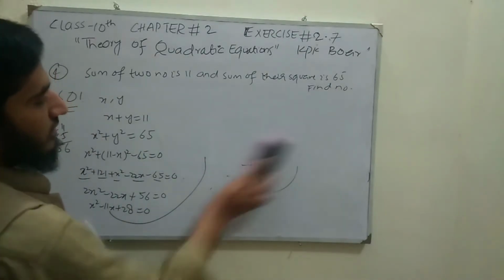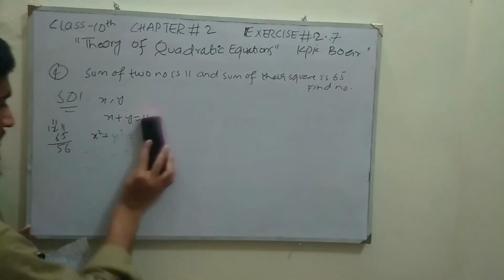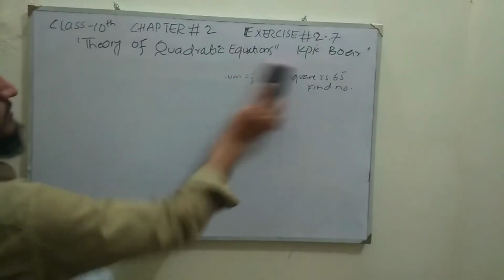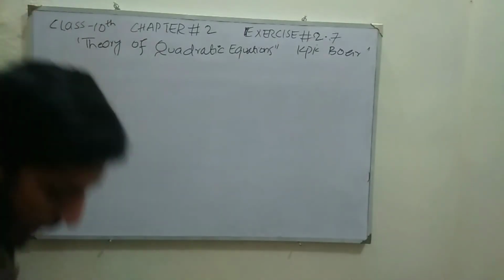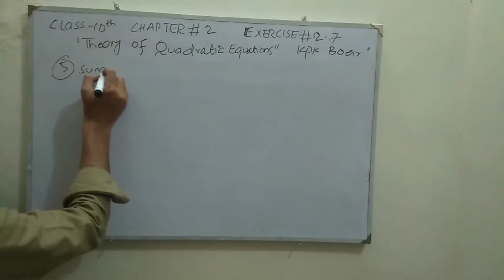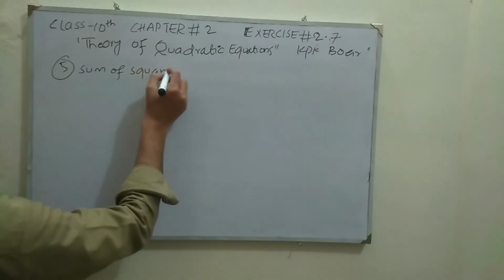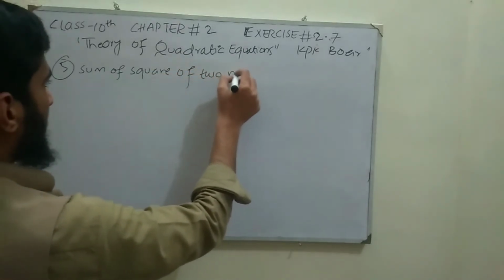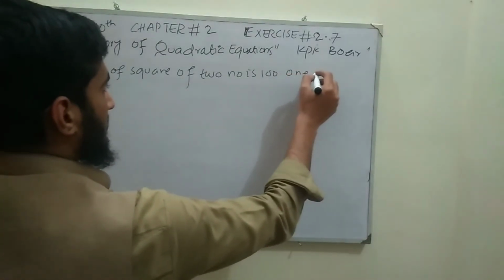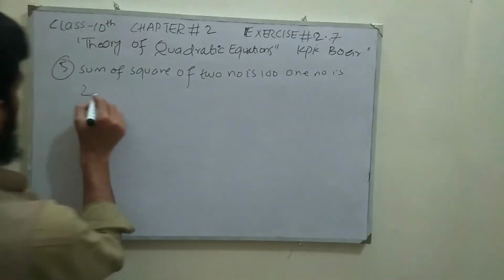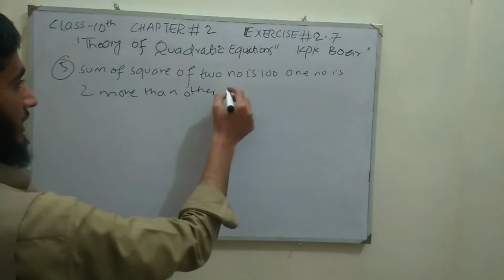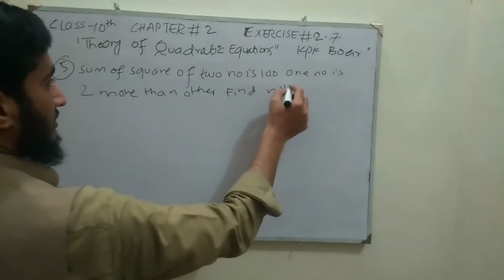Move to the last question of today's lecture, which is question number 5. Sum of the squares of two numbers is 100. One number is 2 more than the other. Find the numbers. Solution.